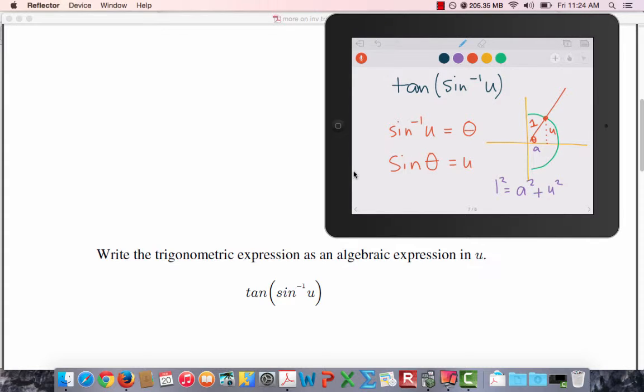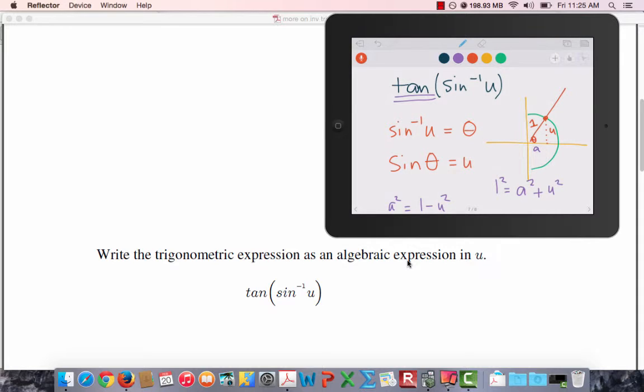The reason why we want to write all of our sides in terms of u is that if I have my entire triangle written in terms of u, then I can certainly evaluate the tangent and express that in terms of u as well, which is what we were asked to do, to write the trig expression in terms of u. So I need to get the adjacent side in terms of u.